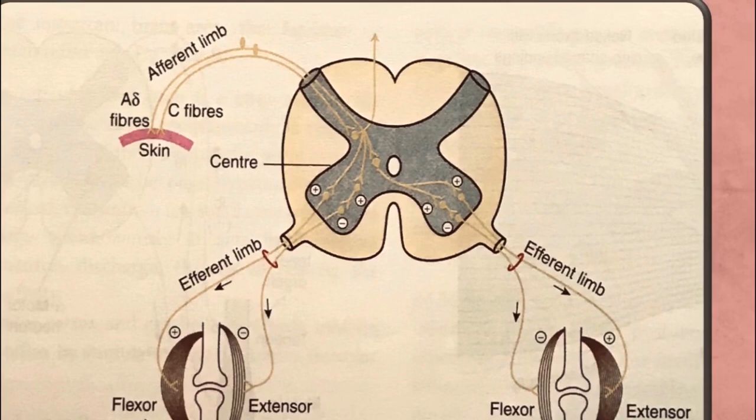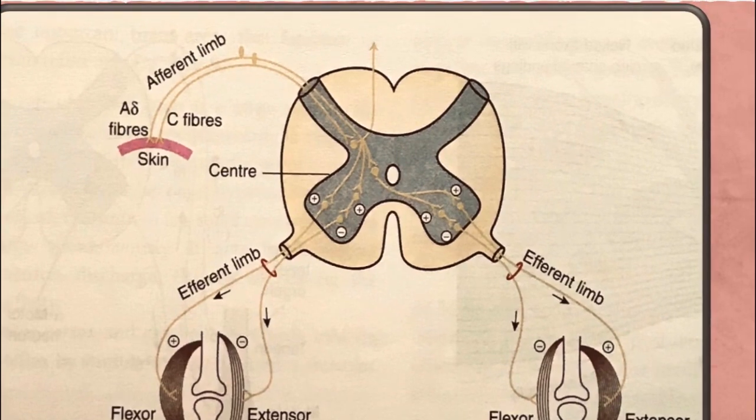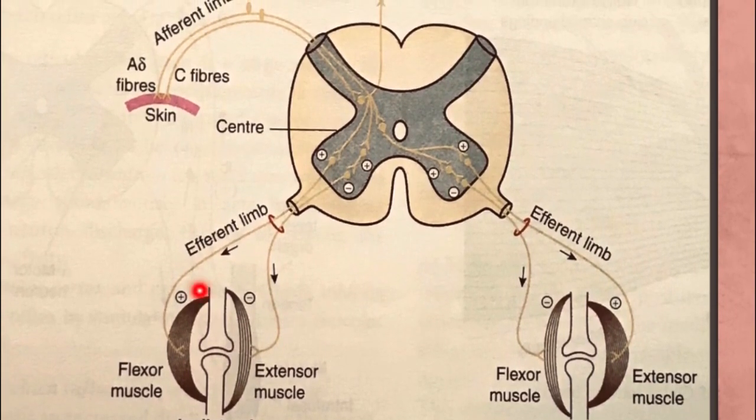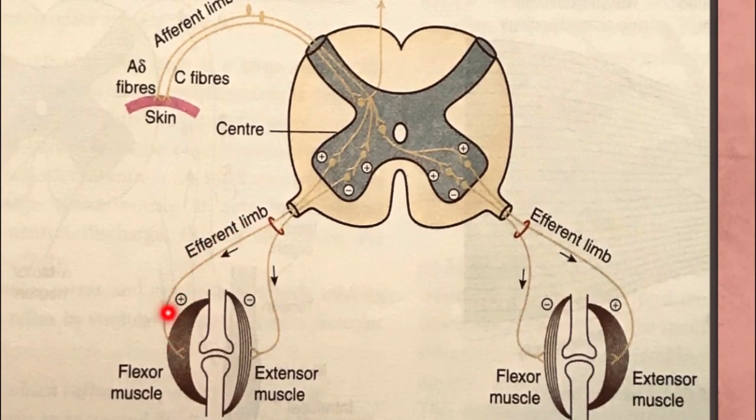where you have touched a hot thing with this limb. So those fibers, the painful stimulus, will be carried by A delta and C fibers through the afferent limb, and what will happen? It will go up to the spinal cord level and stimulate the flexor muscle. That will make the flexor muscle contract, right? And what is happening to the extensor group? This interneuron is releasing an inhibitory signal to the extensor group alpha motor neurons. So it is getting relaxed.